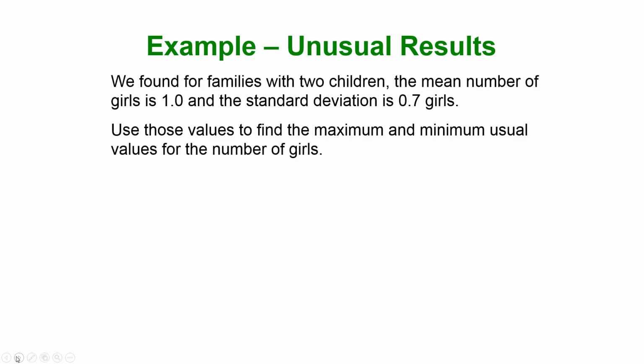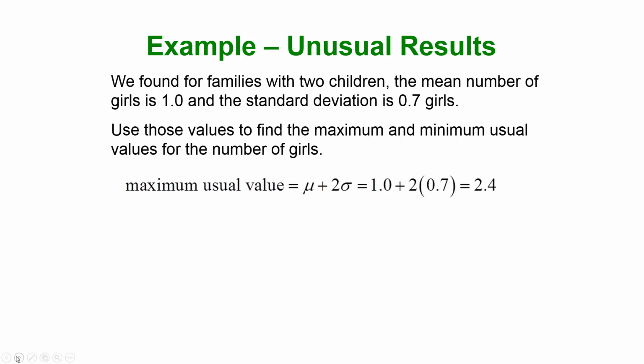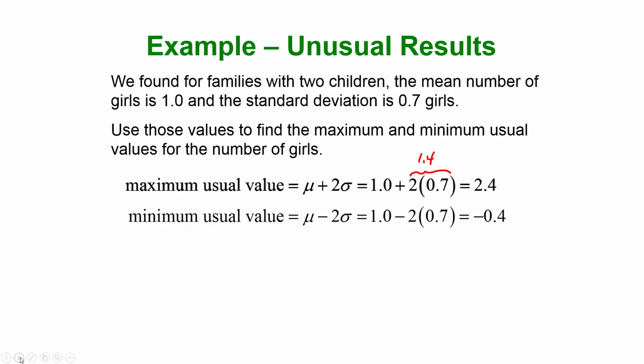Okay. So the maximum usual value is just mu plus 2 sigma, so that's 1 plus 2 times 0.7. 2 times 0.7 is 1.4. So 1.0 plus 1.4 is 2.4. The minimum usual value is mu minus 2 times sigma. Just a quick little reminder of order of operations here. You have to do the multiplication before you do addition or subtraction, right?